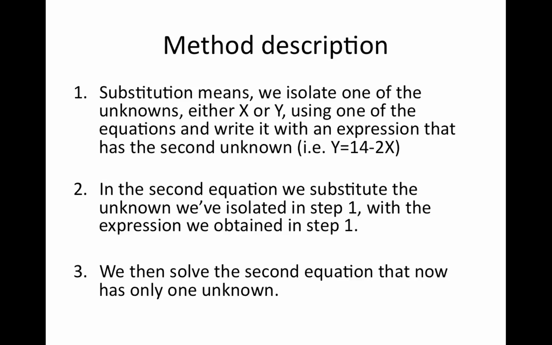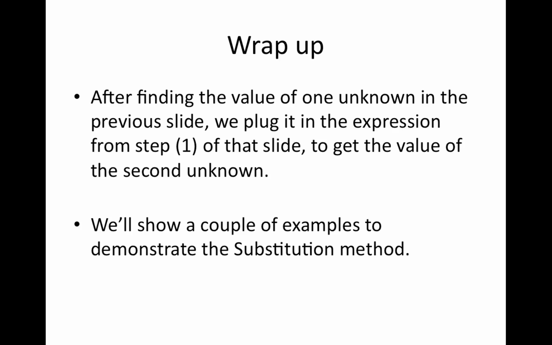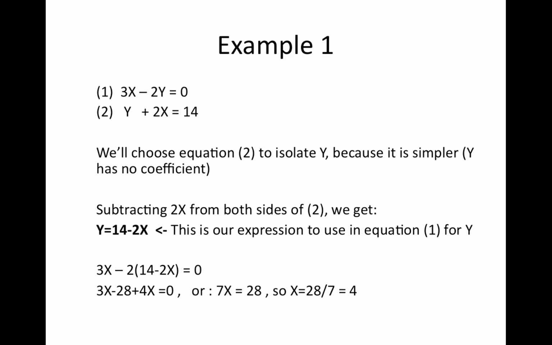The substitution method is a way to isolate one of the unknowns from one of the equations as an expression, and then take that expression and plug it into the second equation, thereby creating one equation with one unknown. Then we solve that one equation and get the value of that one unknown. Once we get that value, we plug it into the expression that we had in step 1 for the first unknown, and we obtain the value of the second unknown. This will be clearer once we see an example or two. Okay, so let's go to the example.